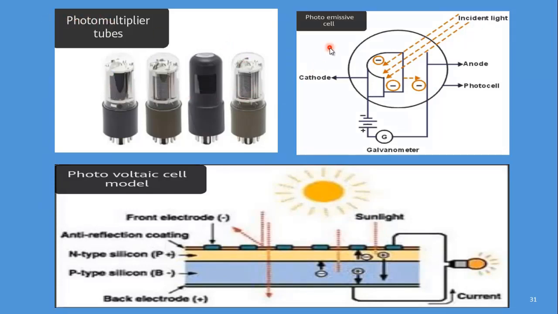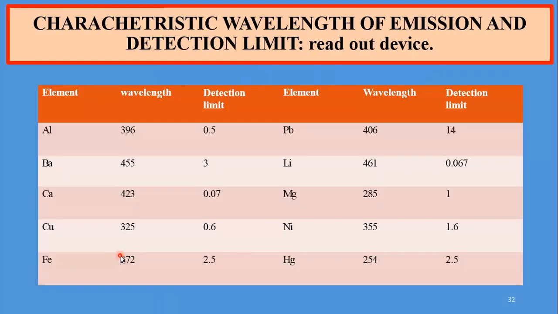This is the photoemissive cell. This is the cathode on which incident light falls and it will emit electrons, which go onto the anode, and the galvanometer shows the current. This is the photovoltaic cell. N-type silicon and P-type silicon are coated. So these are the three detectors which are used in flame emission spectroscopy.